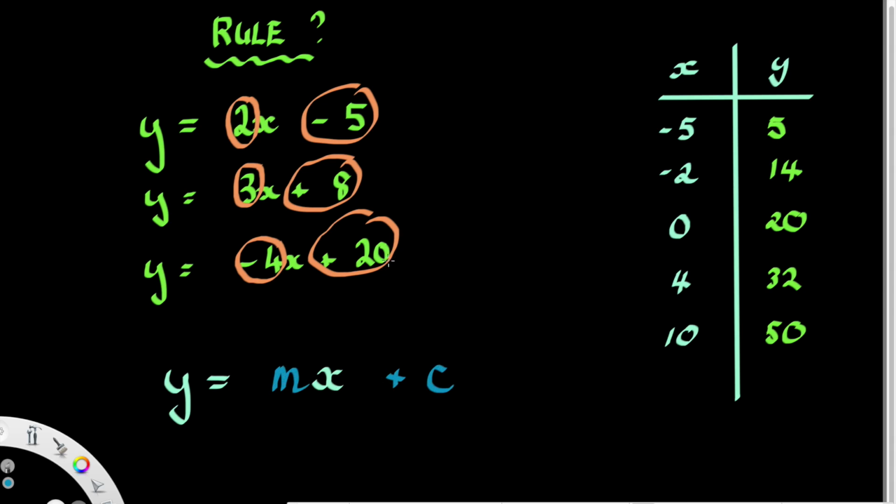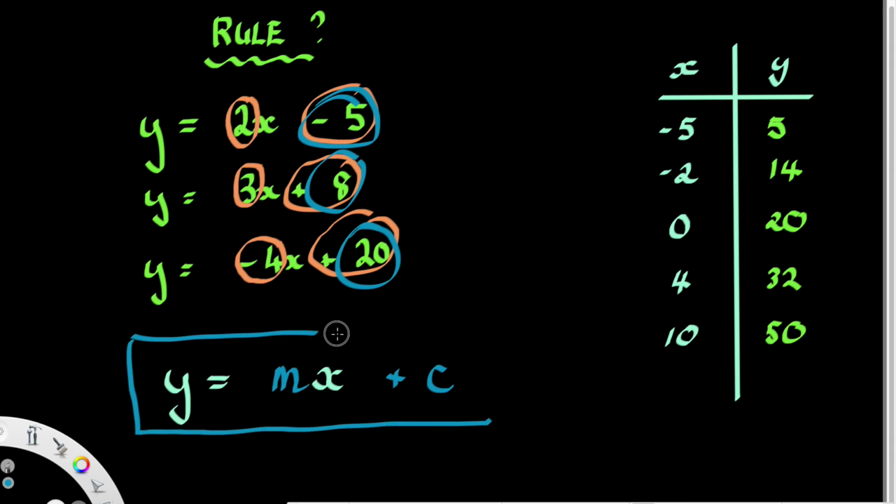So all of these values here, sorry, there should be plus, all of those are the values of c. So the value of c in this equation would be plus 20. Here would be plus 8. Here the value of c would be minus 5. On the other hand, the values of m would be 2 in this case, 3 in this case, and negative 4 in this case. So that's what we call the general form of a linear equation.